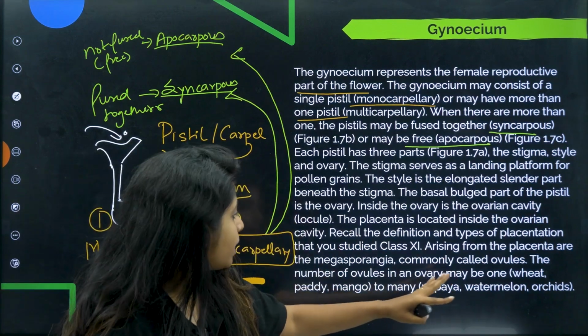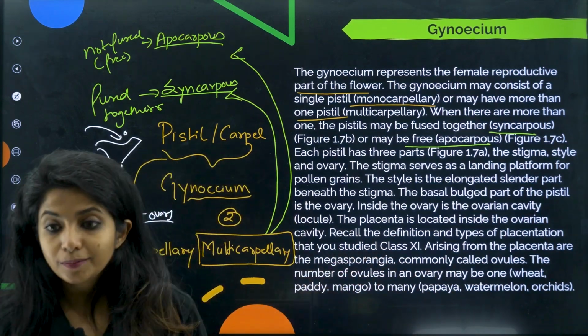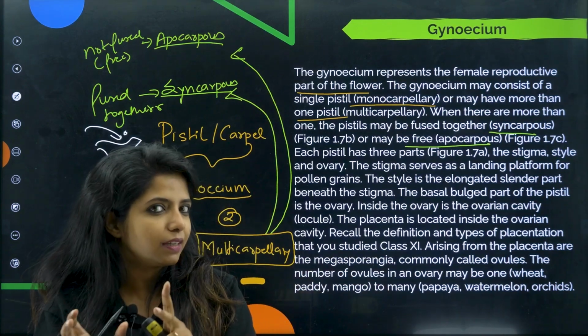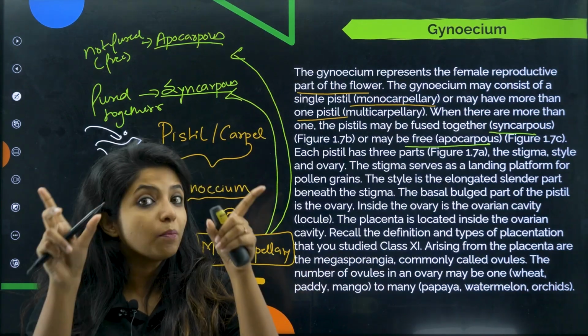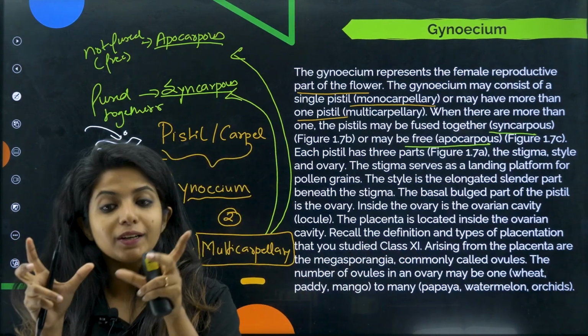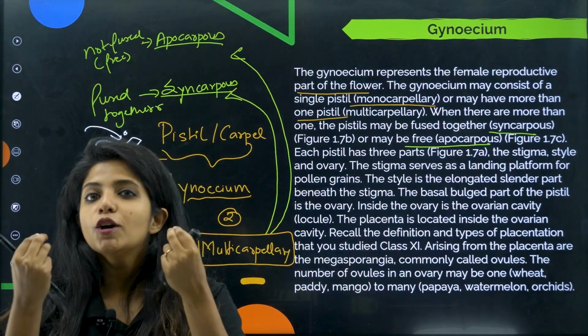Arising from the placenta are the megasporangia. So inside the ovary, there is the placenta, and arising from this placenta are the megasporangia, commonly known as ovules. This particular thing that is megasporangium is nothing but the ovule.